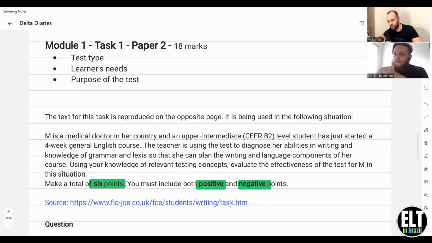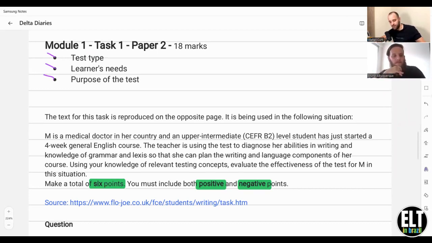And I would complement that, Bruno, by saying that you have to understand that the knowledge you must have about assessment regards these three things: the learner's needs, the purpose of the test, why are you applying that specific test to that specific student, and test types, right? What kind of test is this?